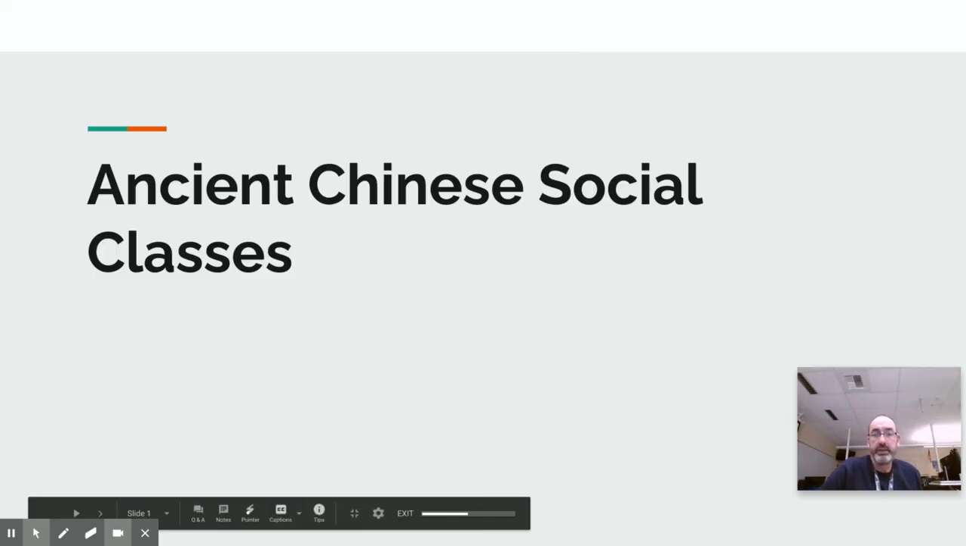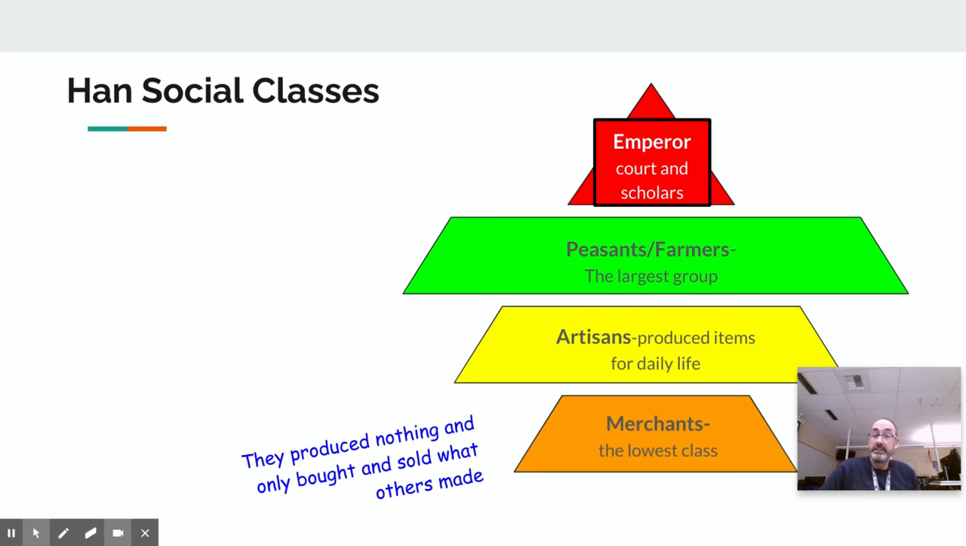Okay, today we're going to be looking at ancient Chinese social classes. With the social classes, it is very different from the Indian social classes. In India, the emperor was not the top. In fact, the priests were the Brahmin class, and then the emperor and his court, the soldiers would be the second. Then it went to the artisans, and then to the peasants.